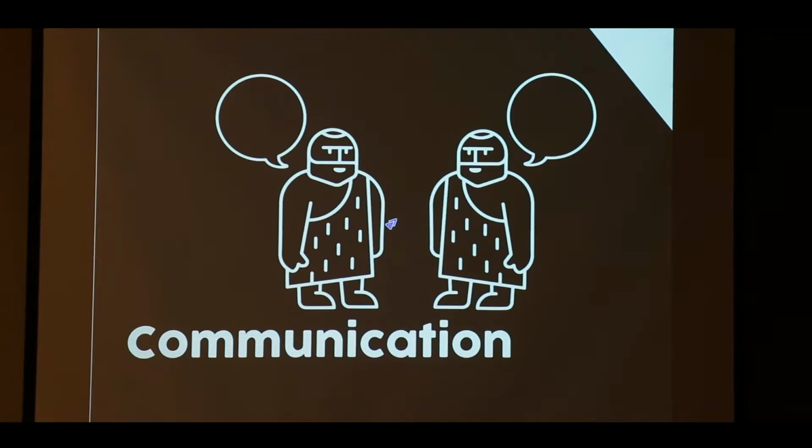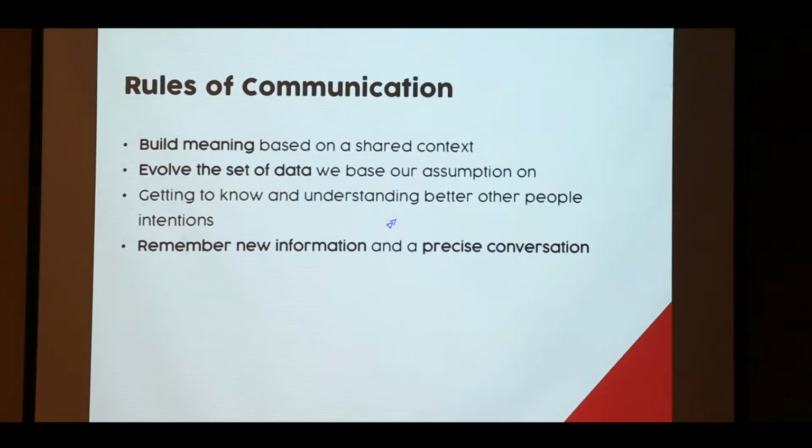So first of all, we have to think that when you design and develop for conversation, you have to think about all the rules of communication. And in particular, you have to focus on those 4. Meaning that, first of all, our system should be able to build meaning and also to share a precise context with the user. That's not easy, but there are some ways to do that. I will show this to you later.